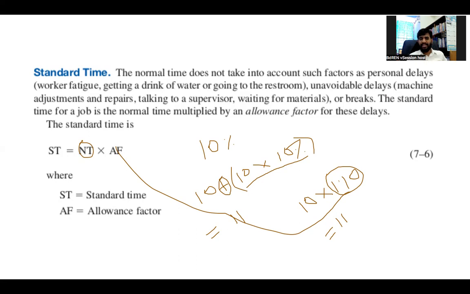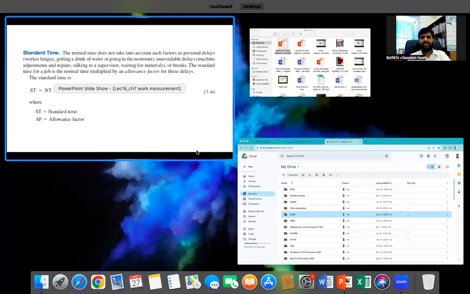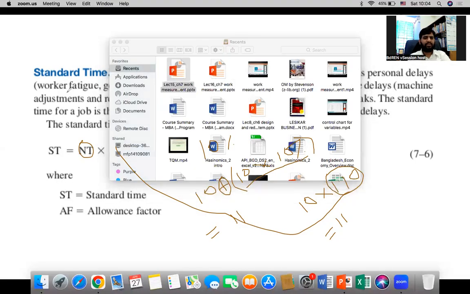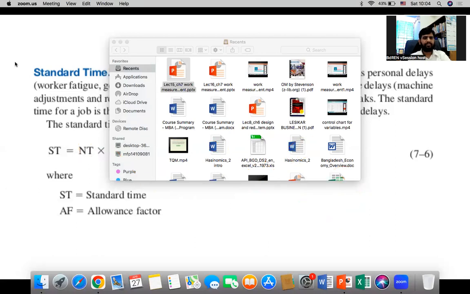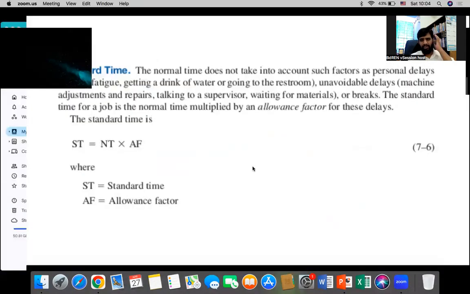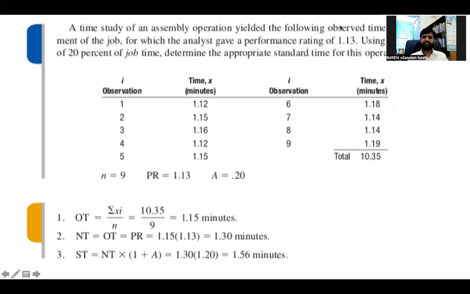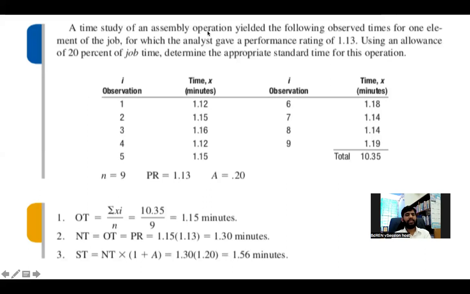Five minutes means standard time. The standard time to produce a product is 5 minutes. If the standard time to produce a product is 5 minutes, then what is the cost of making that product? Can you tell me? Are you not getting it? Okay, I'm coming. So please look at this example.